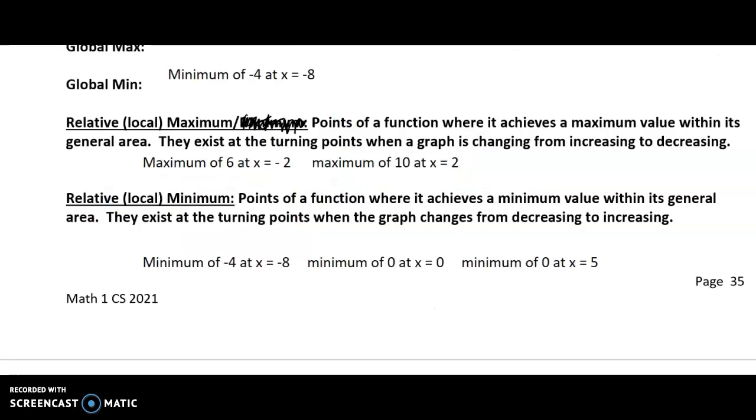All right, again, this is how you write those responses. Minimum of -4 at x equals -8, minimum of 0 at x equals 0, and minimum of 0 at x equals 5. This is the relative local minimum.